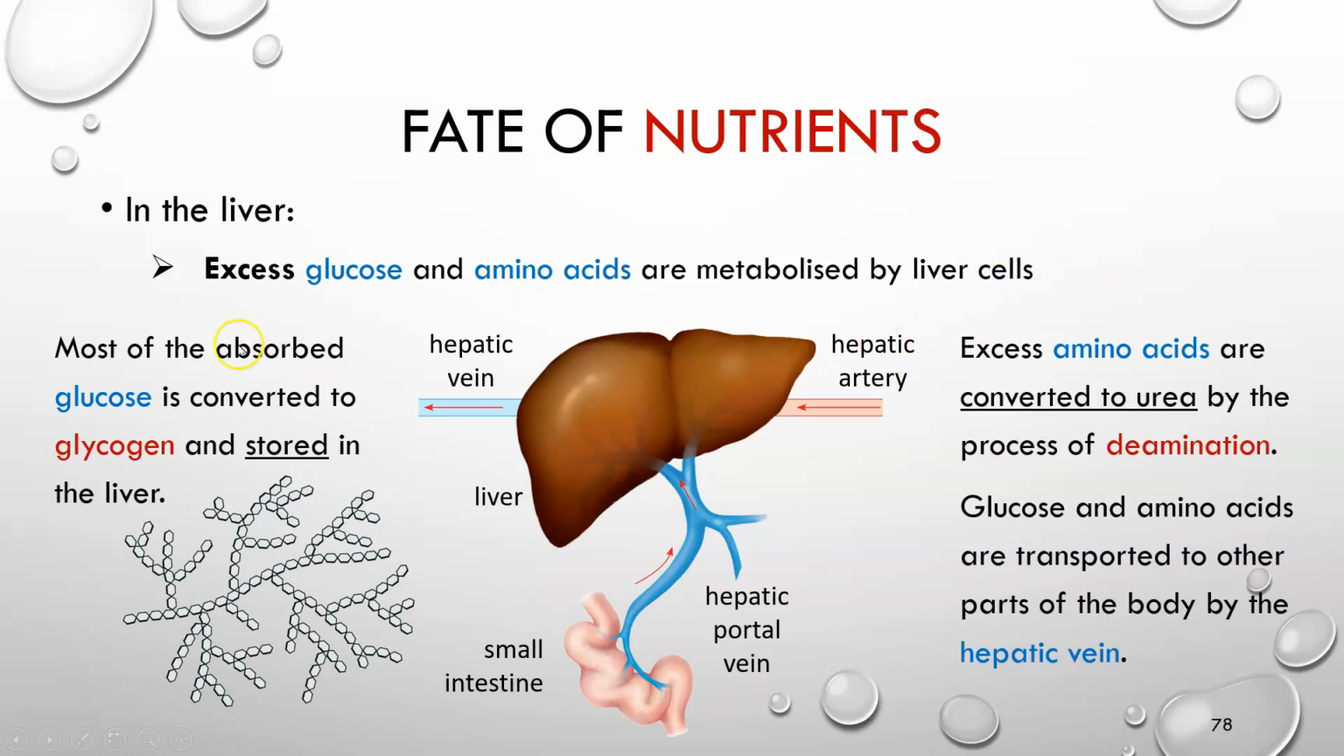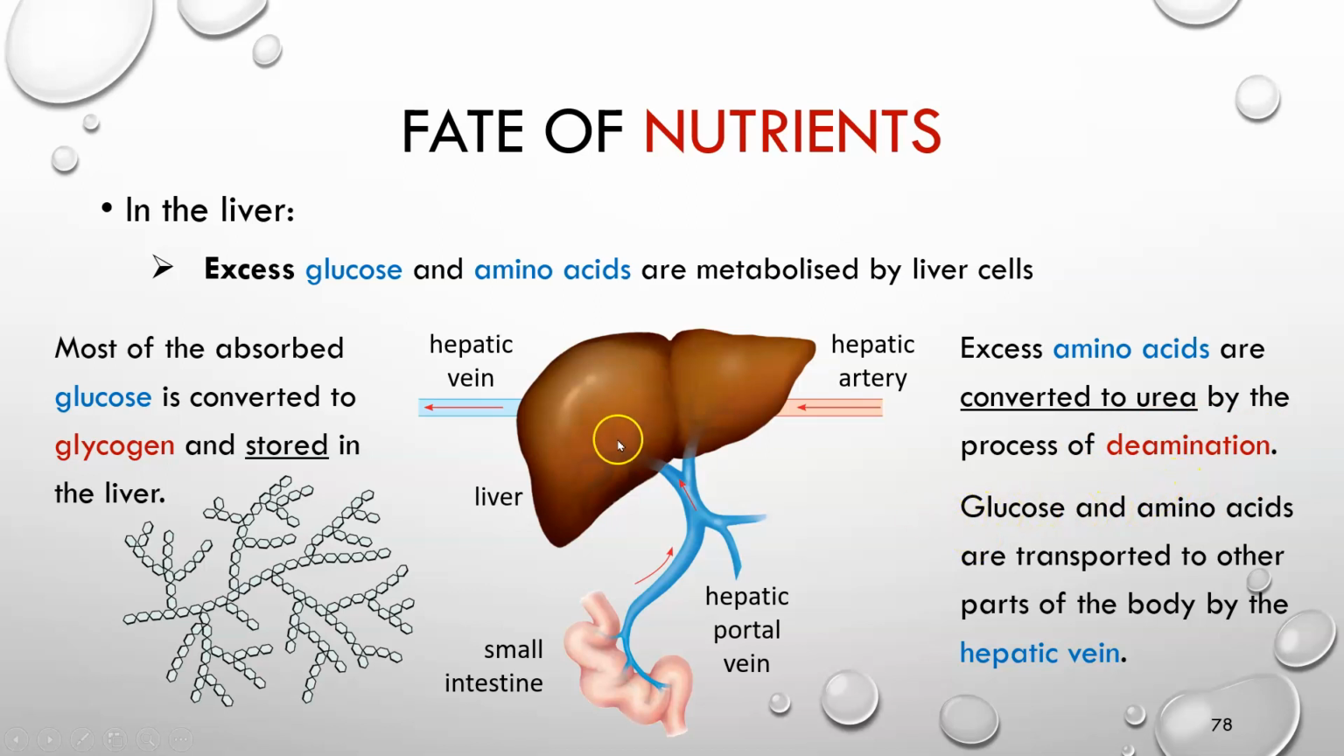So we have learned about glucose. Glucose is being stored as glycogen in the liver, and we have learned about excess amino acids that are being converted to urea by the process of deamination. Okay, so this is a keyword also, deamination.